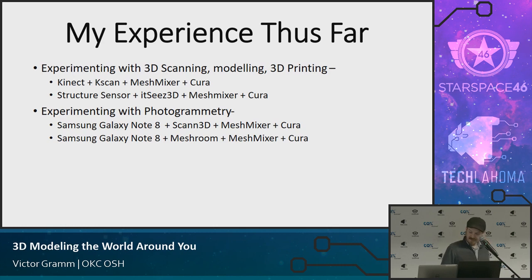My experience thus far has been in using the Kinect plus the K-Scan software, then MeshMixer, and then Cura finally to create the G-code that I send to my printer. I've also used the Structure Sensor workflow. I tried using some mobile apps and then just taking pictures and importing them into my Meshroom installation, but I will explain the limitations there.